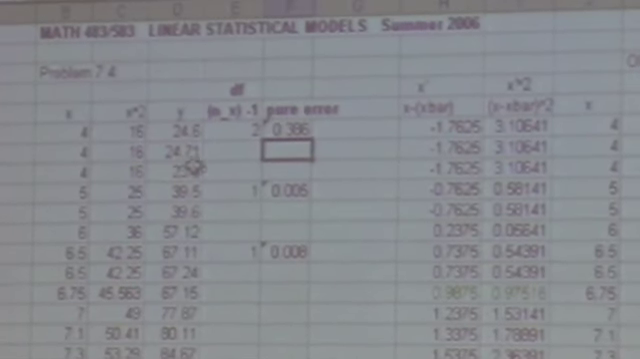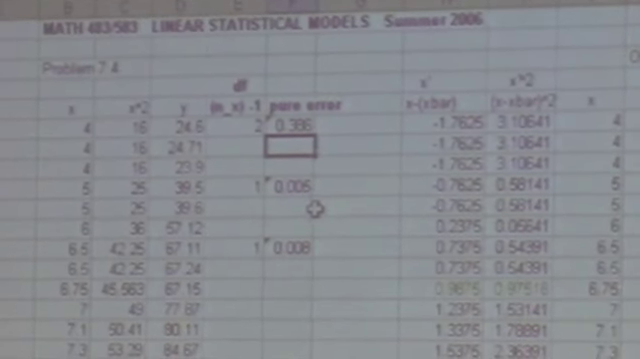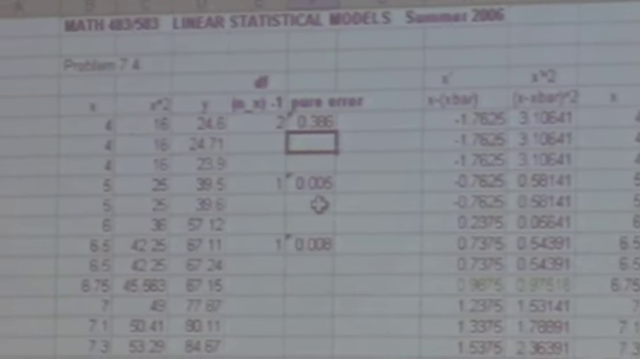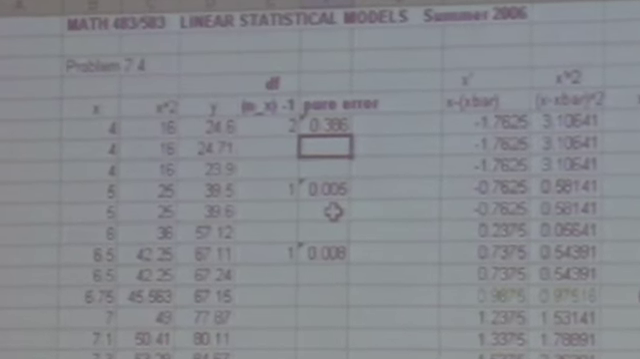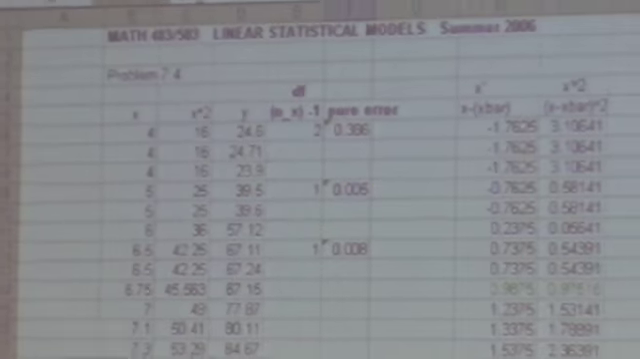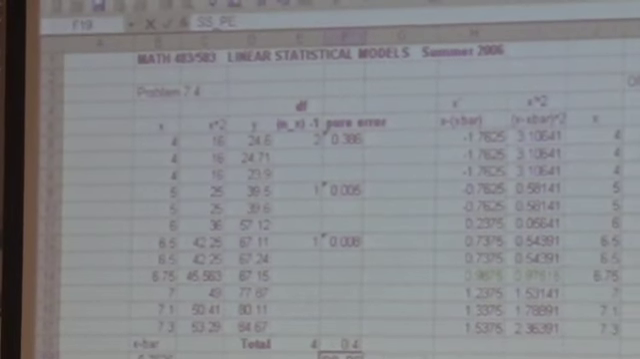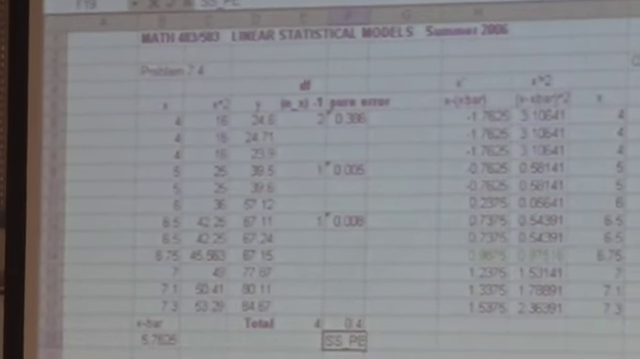Should get the same number, 0.386. Okay? So it's just a different formula. Same thing. And I calculated the pure error, SSPE, and it came out to only 0.4, whereas actually this is my little table of all this data from the multiple regression.